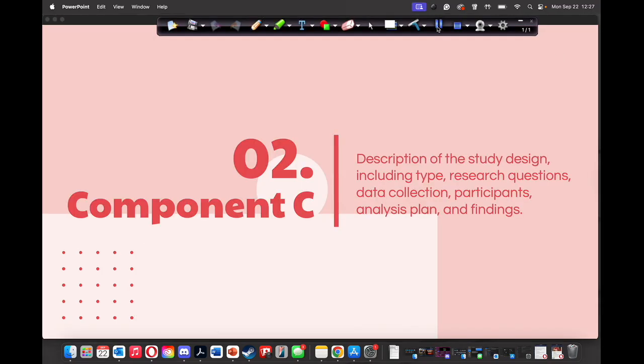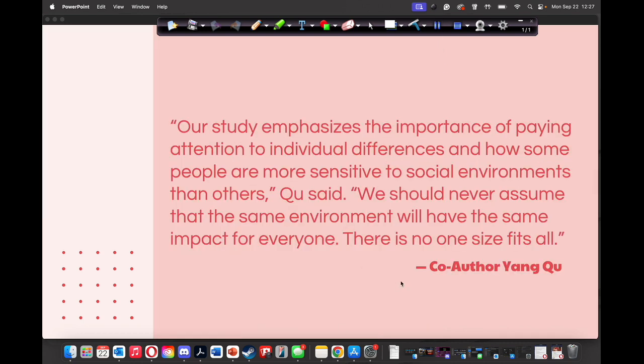So on to component C, a description of the study design, including type, research questions, data collection, participants, analysis plan, and findings. I might not cover these in the exact order that it was listed for the requirements, but let's just get into it. First, I included a quote from the co-author Yang Qiu.